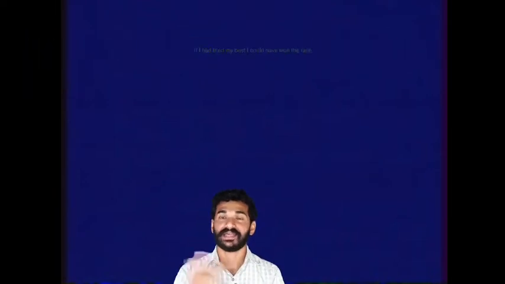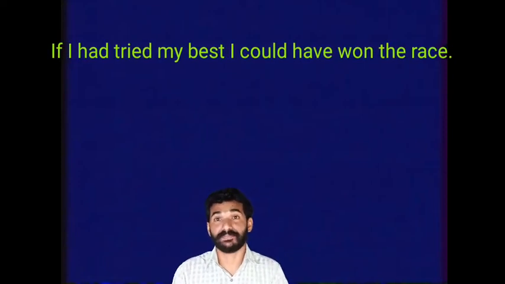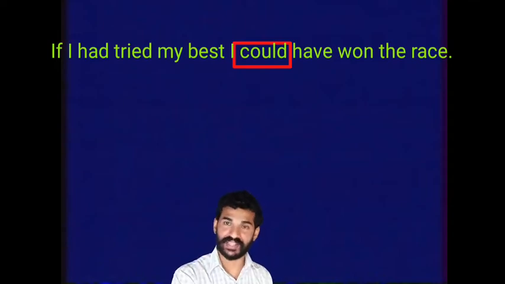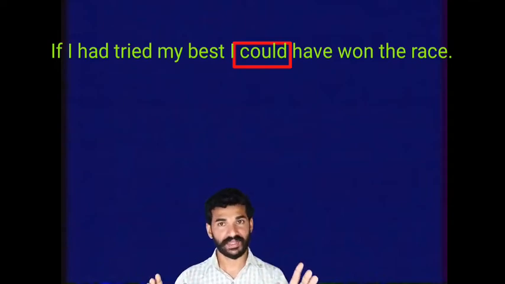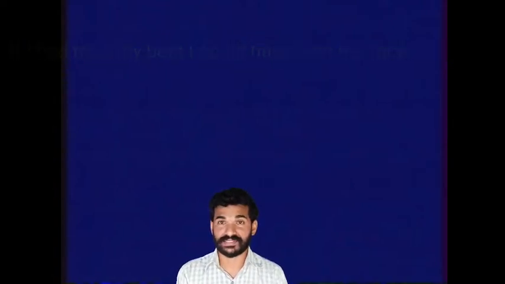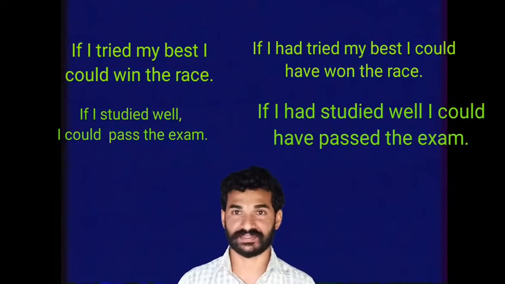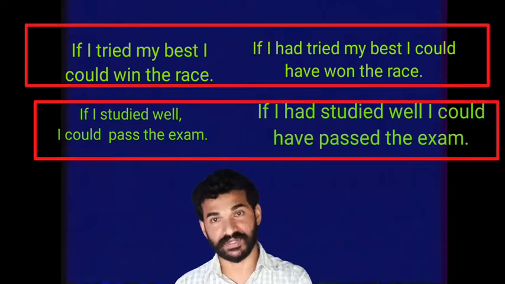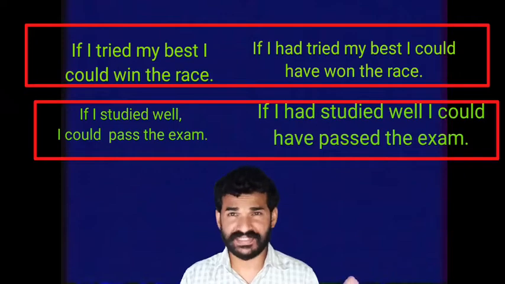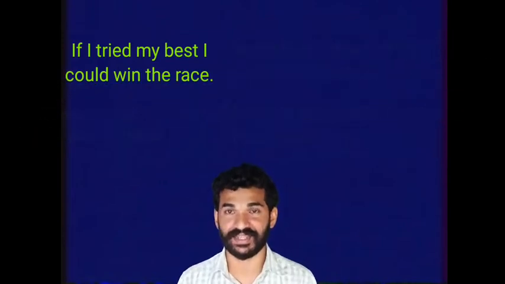Understood? And if I had tried my best, I could have won the race. This is also possibility. You did not try, so you could not win the race. Understood? You can say these sentences in another way. If I tried my best, I could win the race. Or if I studied well, I could pass the exam. Both have almost the same meaning, so don't get confused about that.